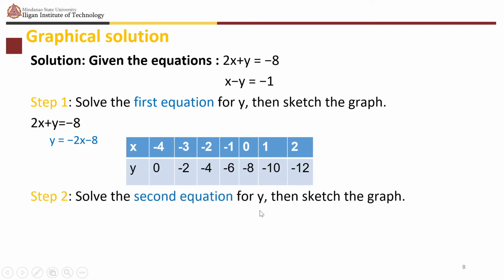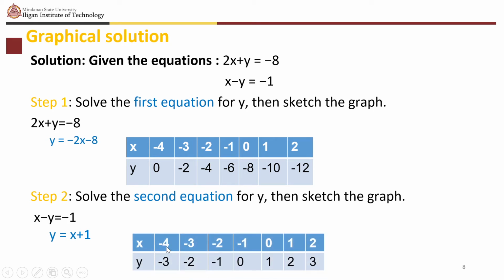So solve the second equation for y, then sketch the graph. If we try to solve for that, you can rewrite this as y equals x plus 1. So when x is equal to negative 4, we'll have negative 4 plus 1, which gives us negative 3. When x is negative 3, negative 3 plus 1 gives us negative 2. When x is negative 2, negative 2 plus 1 gives us negative 1. And then when x is negative 1, negative 1 plus 1 gives us 0.